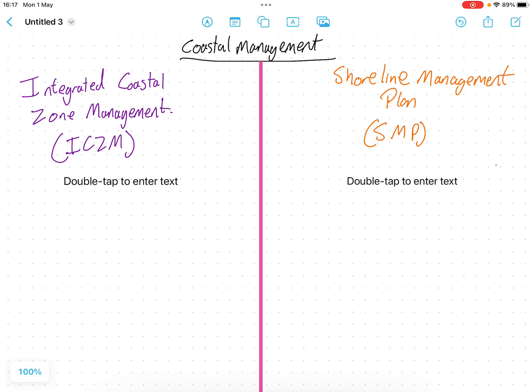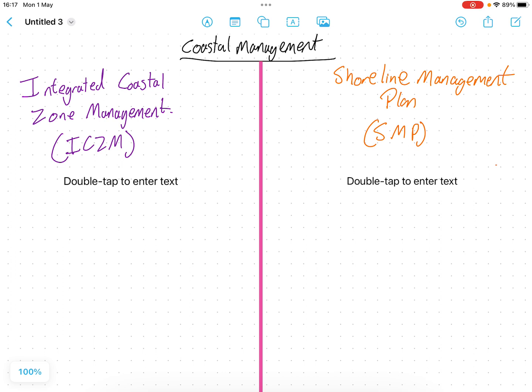The idea of coastal management is used to protect the coastline from the natural processes, to basically keep it there for humans and the environment, and to make sure that it is still something we can enjoy. Now, to look at coastal management, we've got two different approaches.